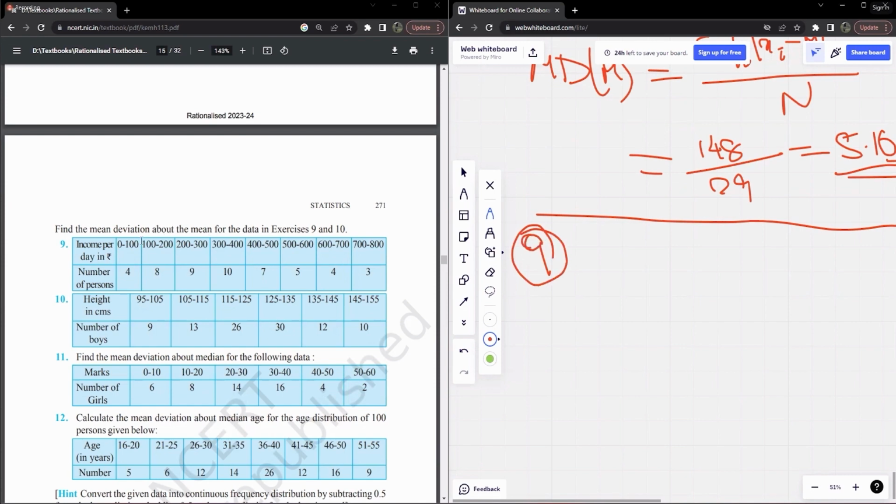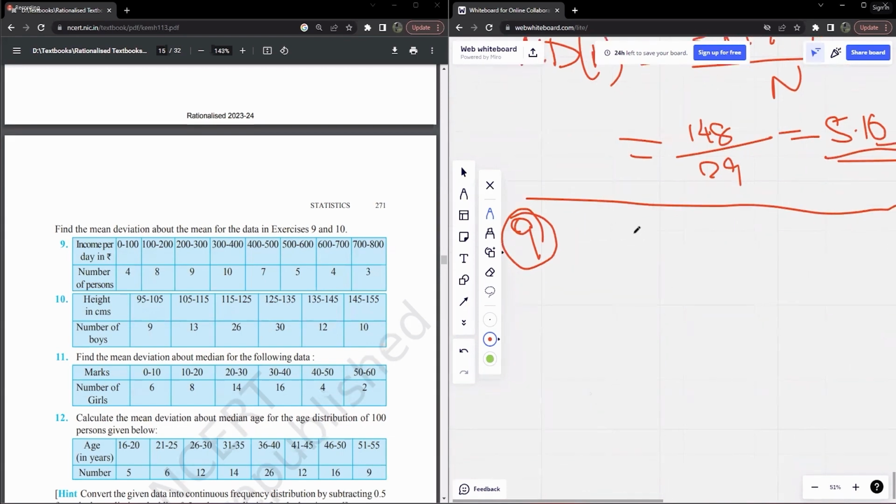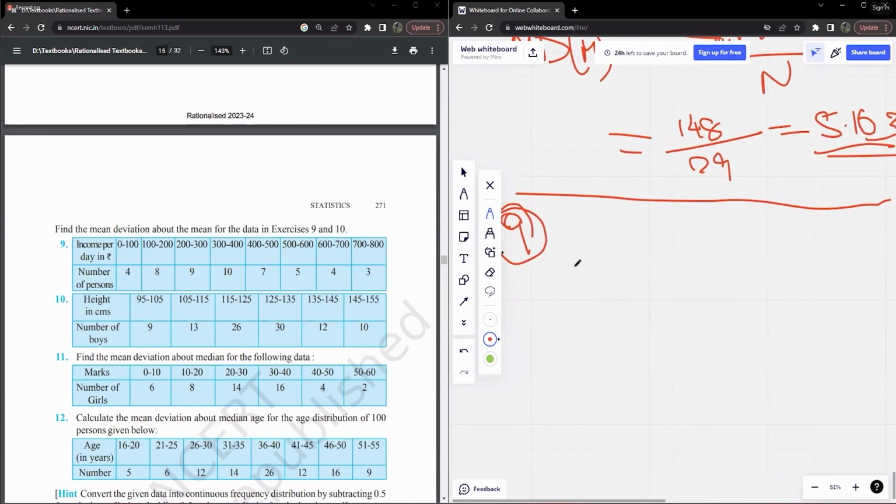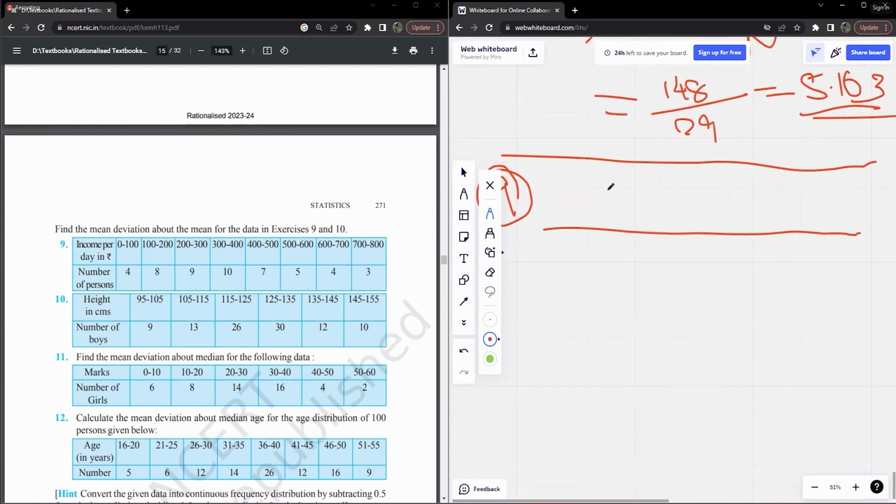For 9 and 10, we are again finding the mean deviation over the mean. So we have to basically find the mean first and then proceed with whatever is given. The process is the same. Only the way that you find it is quite different. So we have the different classes and the different frequencies. First things first, I'm not going to write the classes. I'm going to directly get the xi's from these classes and write them in this table format.